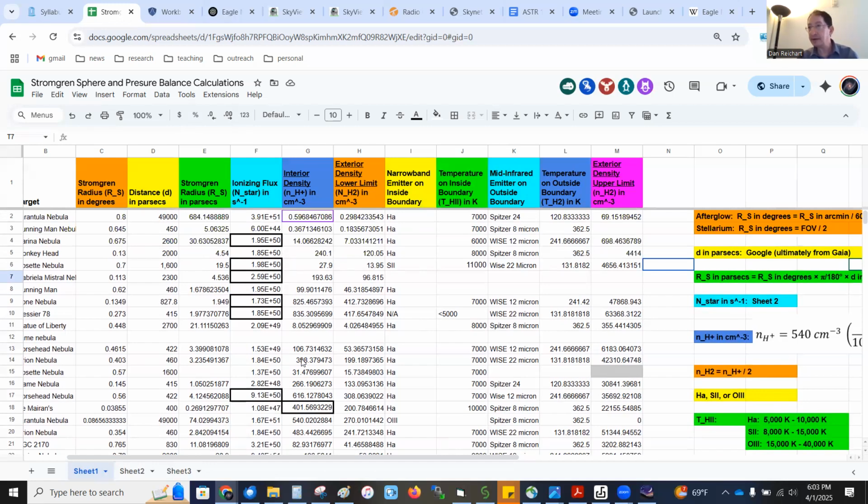But these are the interior densities. That's our first density that we're calculating. Okay. You all still with me?